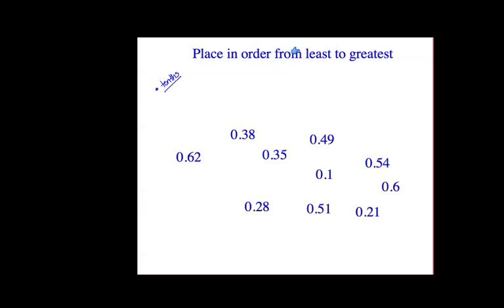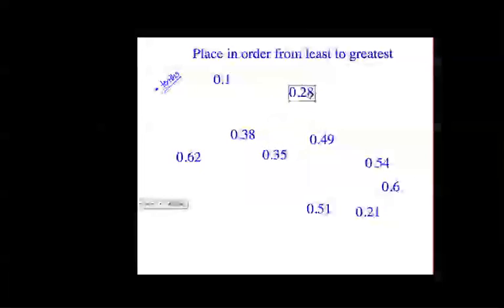And since I'm going from least to greatest, I want to find my numbers with the lowest number in the tenths place, like 1. This is a 1 in the tenths place. None of these other numbers have a 1. They are all greater than 1. So this is the lowest number in this set of numbers. Next, I want to find the numbers with a 2 in the tenths place. That is this number, and that is this number.